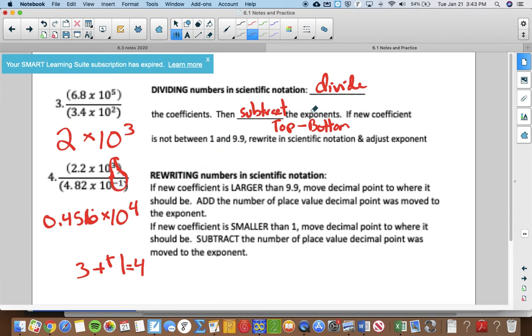However, if the new coefficient is not between 1 and 9.9, which it's not, it's 0.456, that's less than 1, rewrite in scientific notation and adjust the exponent. So if the new coefficient is smaller than 1, move the decimal point to where it should be. So it should be 4.56. Now it's going to be times 10 to the, subtract the number of place values the decimal point was moved to the exponent. So we're going to subtract that 1 decimal place from the 4.